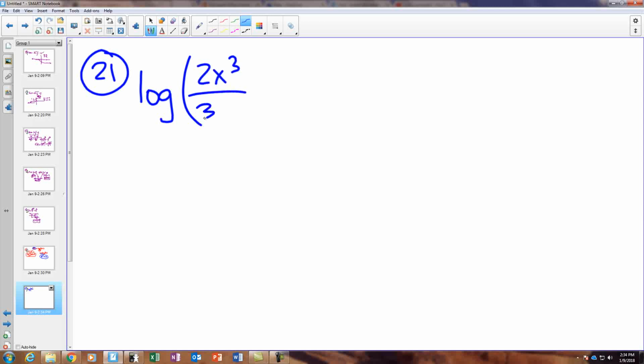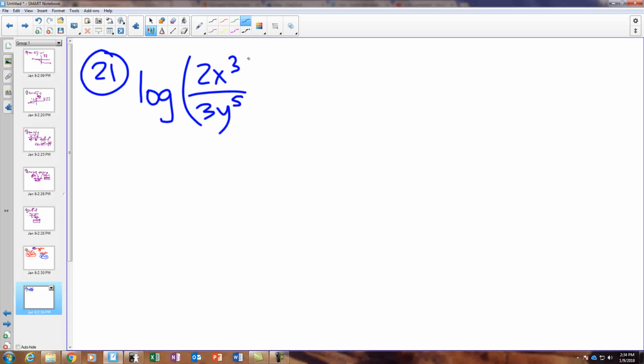Okay, so we're on our last page. 21 and 22 are about expanding and condensing the logarithm. So this is sort of that accordion approach. 21 starts with the log. We assume it's base 10 of 2x cubed over 3y to the fifth.